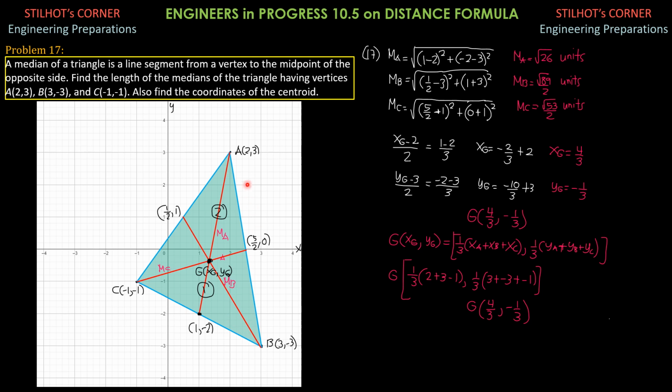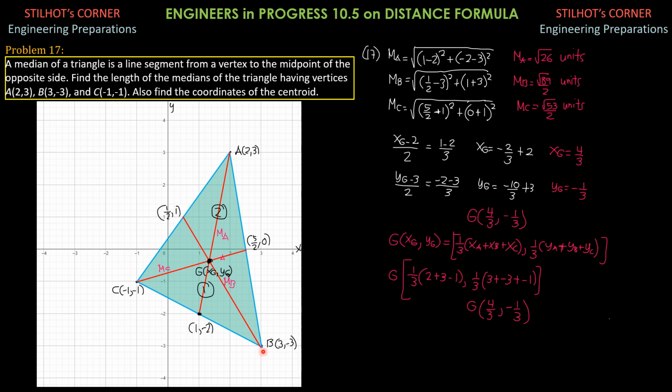So for the median through A, this point is the midpoint of BC. The coordinates of the midpoint of BC would be 1/2 of negative 1 plus 3, which is 1/2 of 2, so 1. Then 1/2 of quantity negative 1 plus negative 3, 1/2 of negative 4, is negative 2.